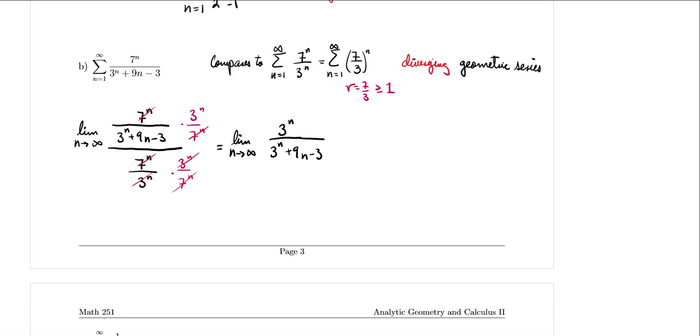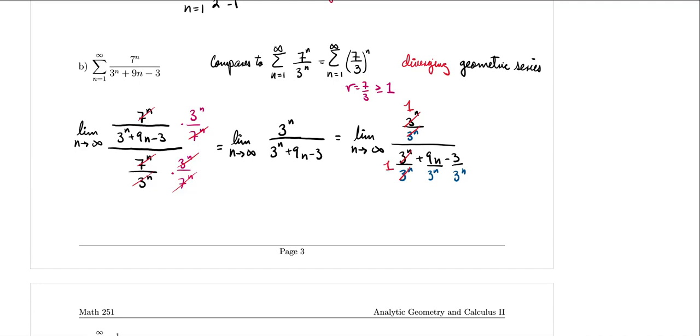We said that to find a horizontal asymptote, we needed to divide everything by the term with the highest power in the denominator. Now in this case, the term with the highest power, or the term that is growing the fastest, is 3 to the n. So one thing that we can do is divide everything by 3 to the n. Once we do that, a couple of things are going to cancel. This one becomes 1.